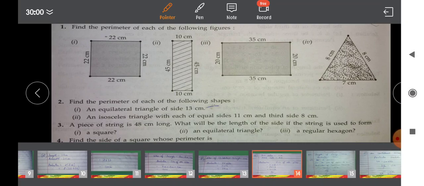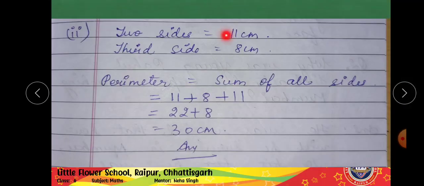See now, the equal sides of the isosceles triangle are given as 11 centimeter and the third side is given as 8. So we can solve this by two formulas. Either we can directly apply perimeter equals the sum of all sides, that will be 11 plus 11 plus 8, 11 and 11 is 22 plus 8, that is 30.